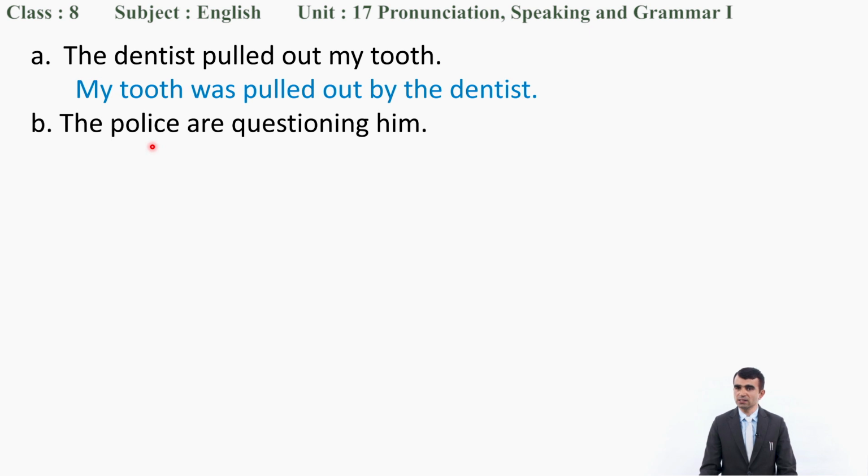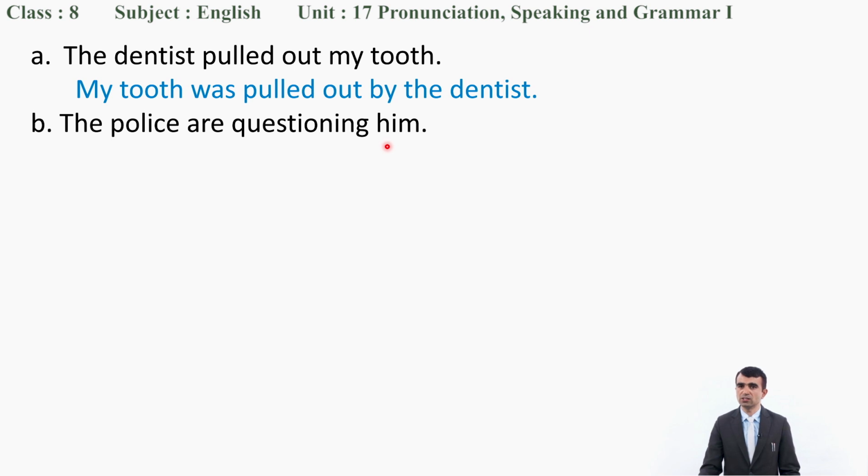In the same way, next, the police are questioning him. When you are changing active into passive, identify subject and object and underline them. In active form, to change it into passive, there should always be an object in the sentence. So, sentences without an object cannot be changed into passive. Now, here the police is the subject and him is the object.